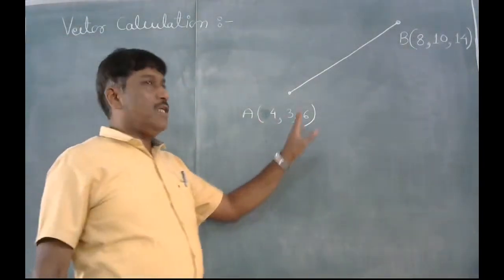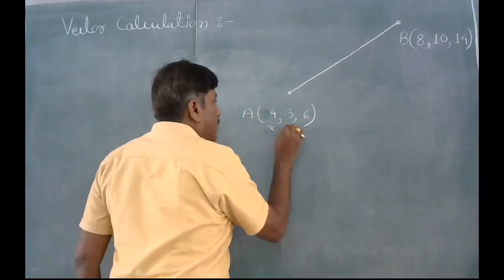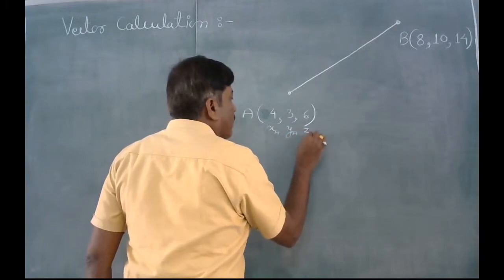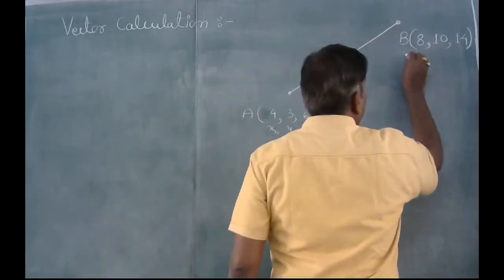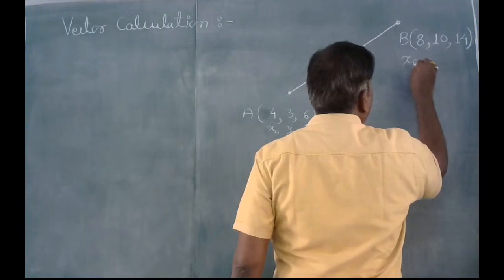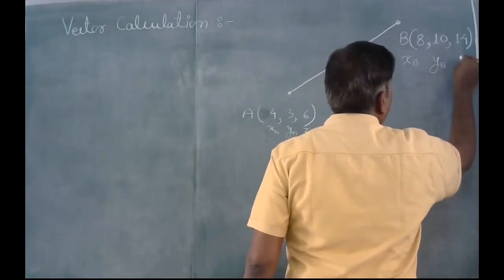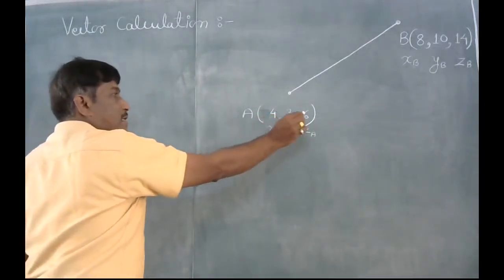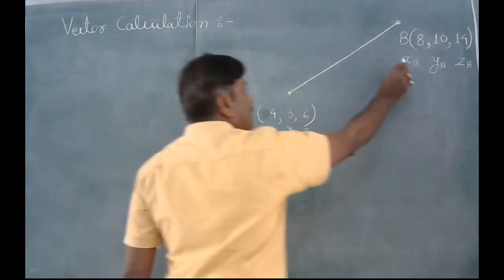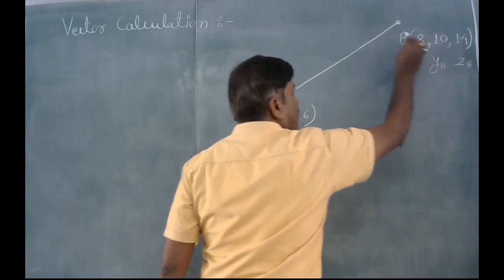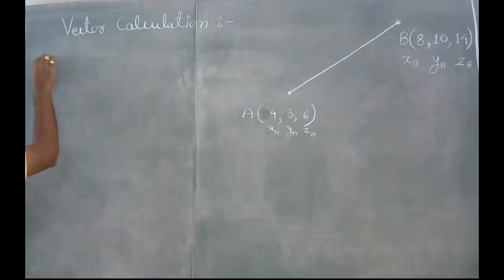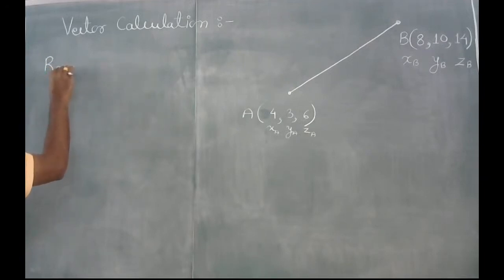The first point is 4, 3, 6. It means 4 is the x coordinate, 3 is the y coordinate, and 6 is the z coordinate of point A. Similarly, these are the x coordinate, y coordinate, and z coordinate of point B. If two points are given to us, we can calculate a vector originated from A and directed towards B.